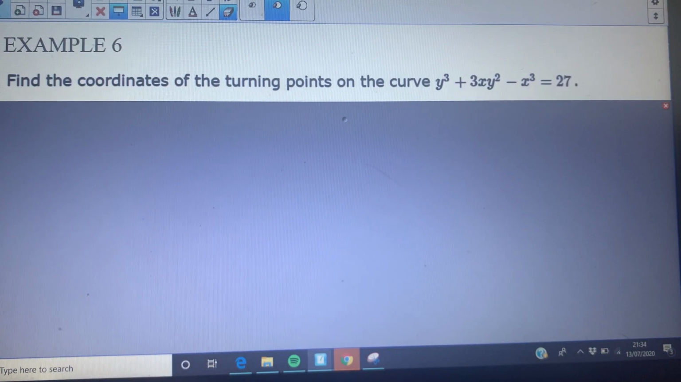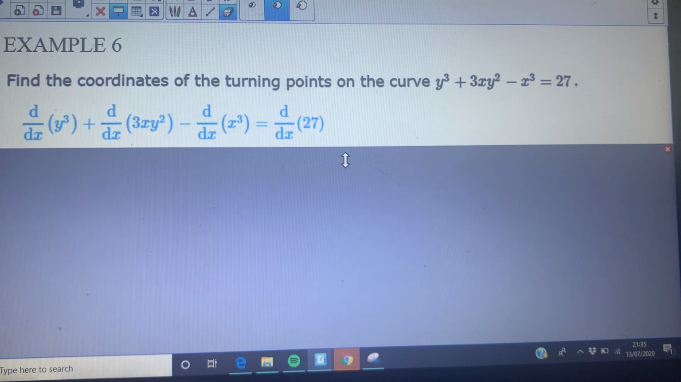And sorry, last example, I know they're quite long, but it's good. So find the coordinates of the turning points of this curve. Okay, y cubed plus 3xy squared plus x cubed equals 27. Okay, y cubed differentiating should now feel okay. That's going to be 3y squared times dy dx. Obviously, the minus x cubed is going to be fine as well, minus 3x squared. Here is your product. So you're differentiating them all separately.